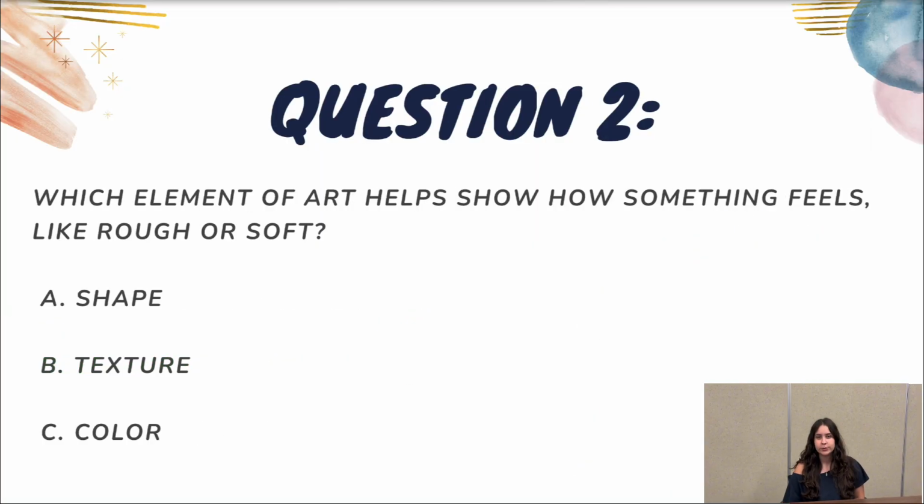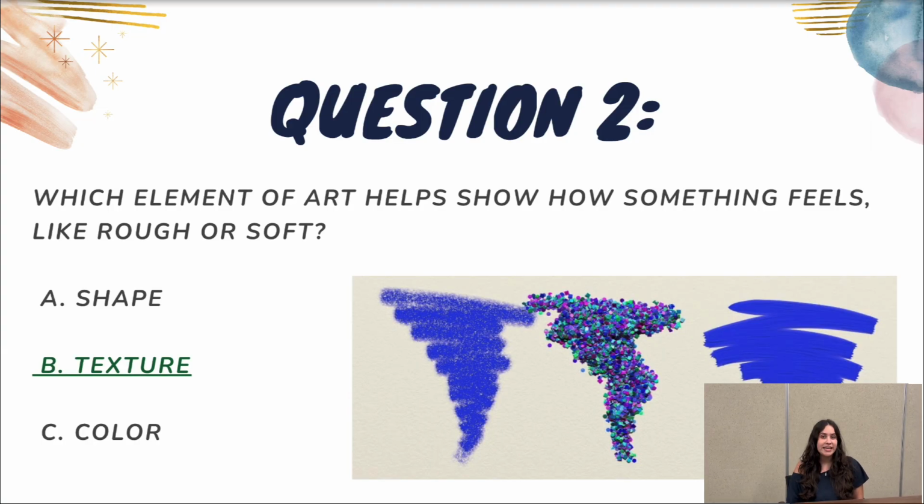And now for question number 2. Which element of art helps show how something feels, like rough or soft? Is it A, shape, B, texture, or C, color? The answer is B, texture.